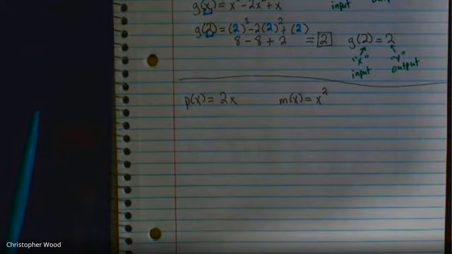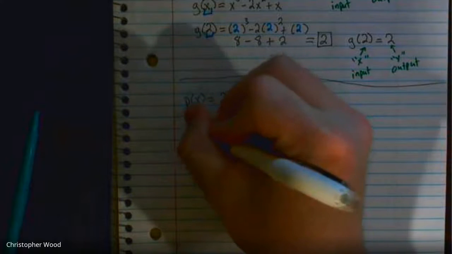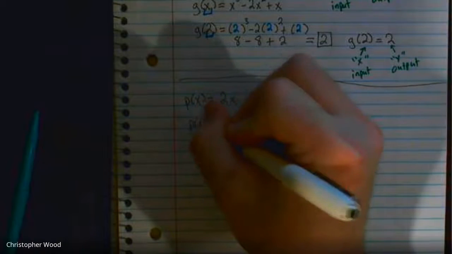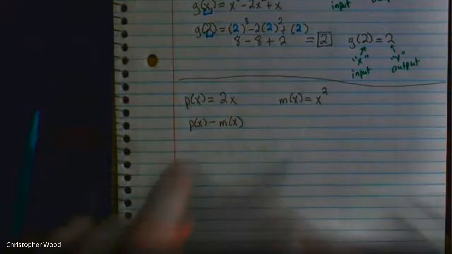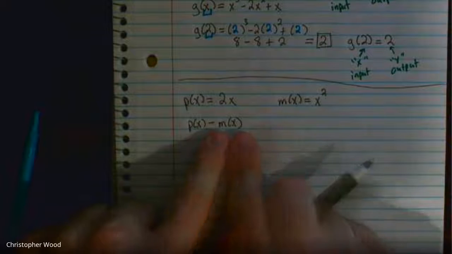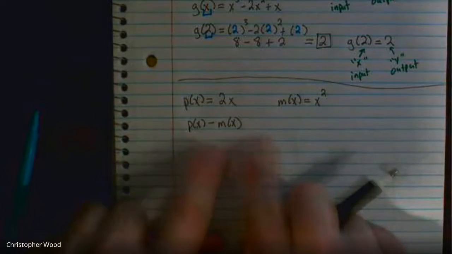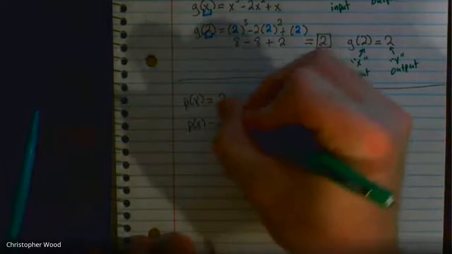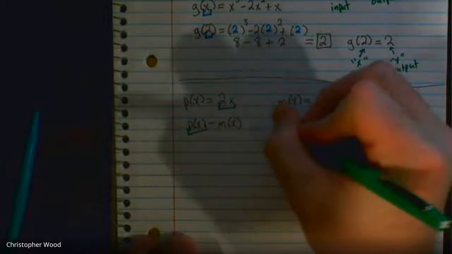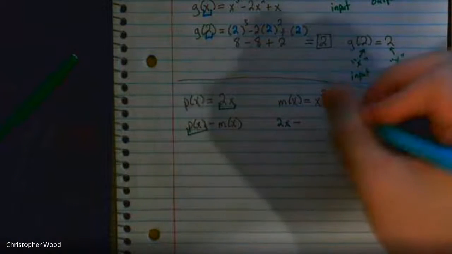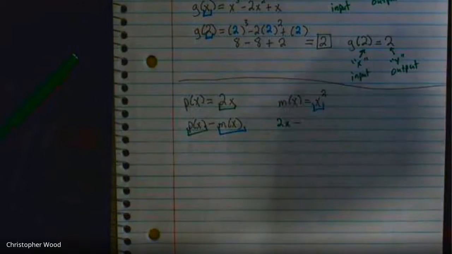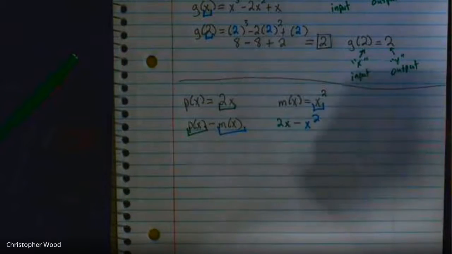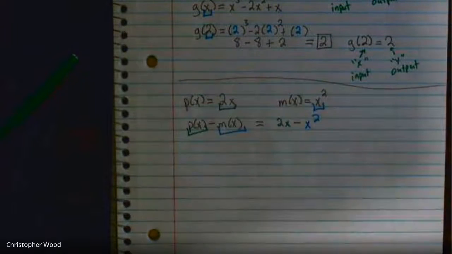So you're going to see some practice problems of things like p of x minus m of x. That just means that we're going to take p of x and we're going to subtract m of x. So all we do is we take whatever p of x is equal to, which is 2x. So I would get 2x minus whatever m of x is equal to, which is x squared. You just write that down, minus x squared. And so that is p of x minus m of x.